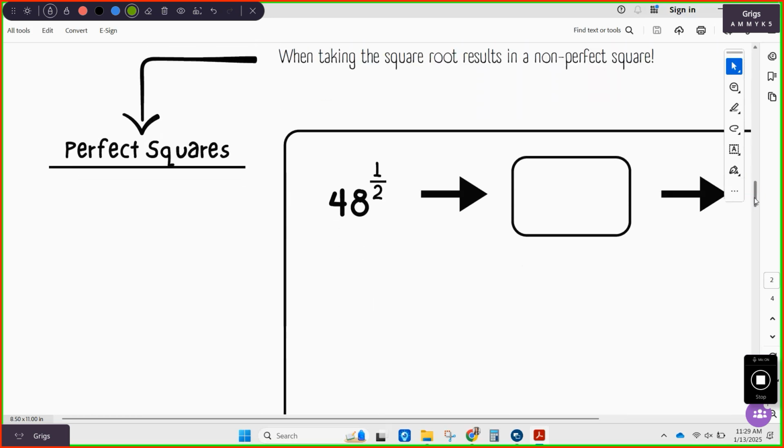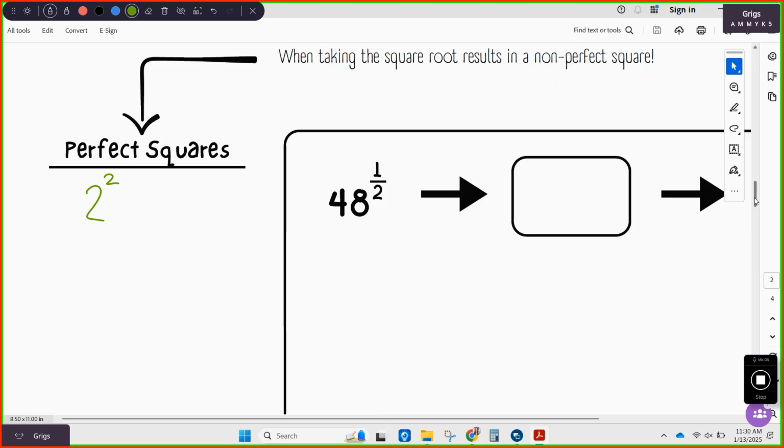Alright, so we're going to talk about something called radical expressions. So, what is a perfect square? It has to do with square roots, right? A number that does not result in a fraction or decimal when you square root it. Okay, so he's correct. We did this last year.